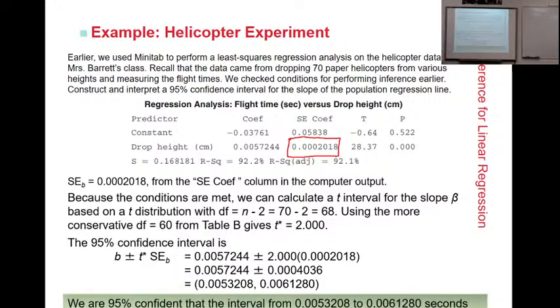We are 95% confident that the actual slope of the population regression line falls between these two values.